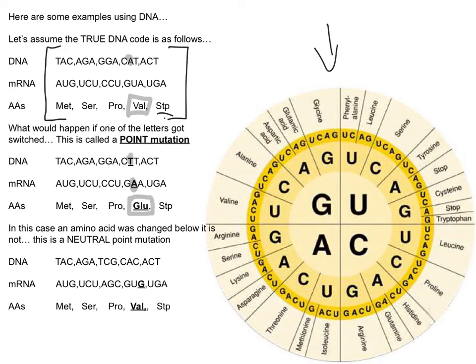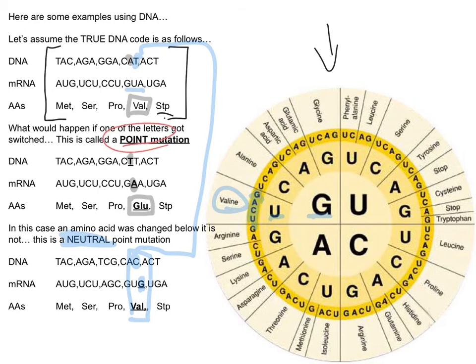So in this case, let's go here. Instead of the T, what we have over here is a C. Well, that C gets translated to a G, but GUG gives you a valine in the same way that GUA gives you a valine, because all of these are the same. So this is called a neutral point mutation. It's still a mutation, but it doesn't change the sequence of amino acids. If it doesn't change the sequence of amino acids, it's not going to change the protein. So these are point mutations because they're only changing a single amino acid.